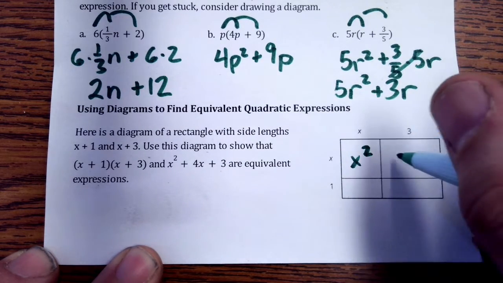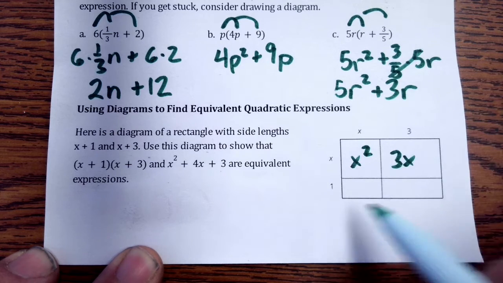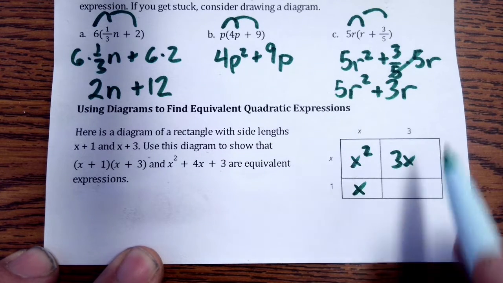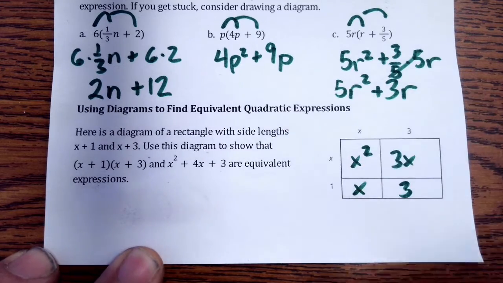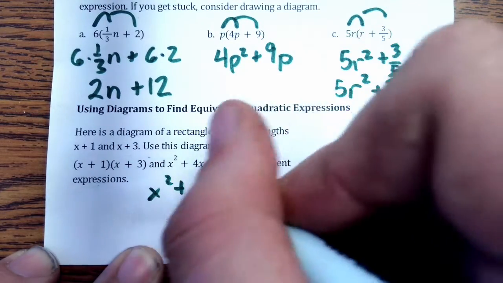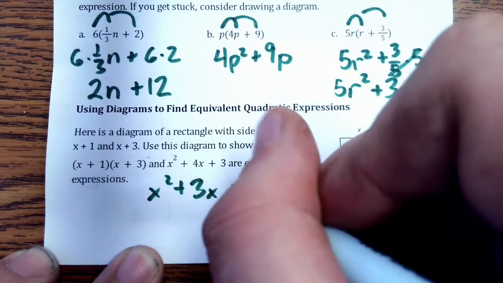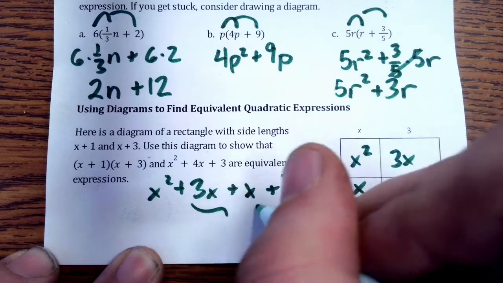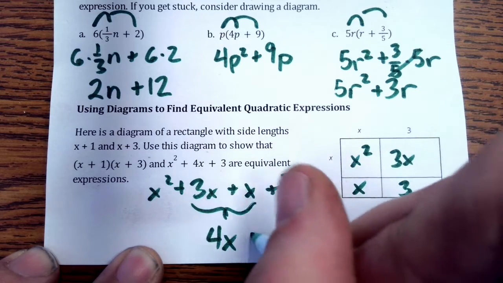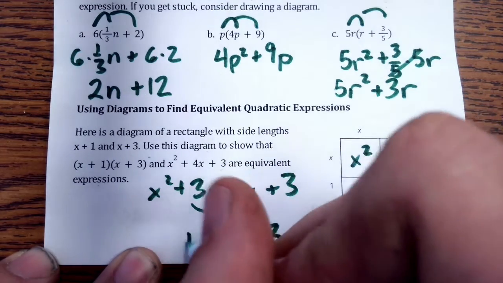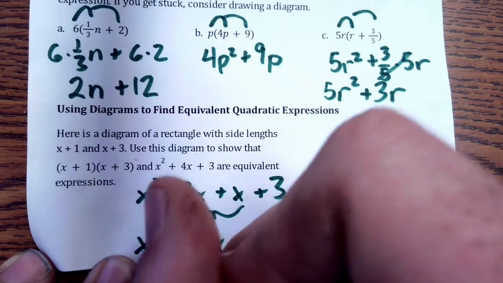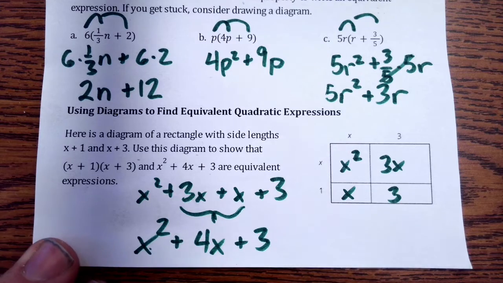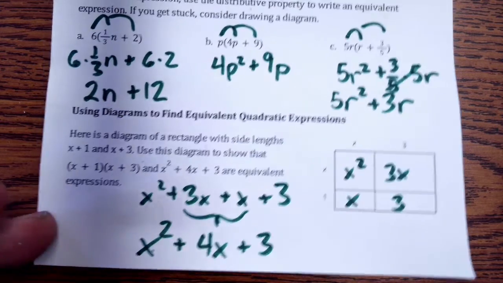X times 3 gets us 3x. 1 times x gets us 1x. And 1 times 3 is 3. So x squared plus 3x plus another x plus 3. The 3x and another x makes 4x, plus we still have that 3, plus we still have that x squared from the very beginning. All right, go ahead and pause the video and try the back side.